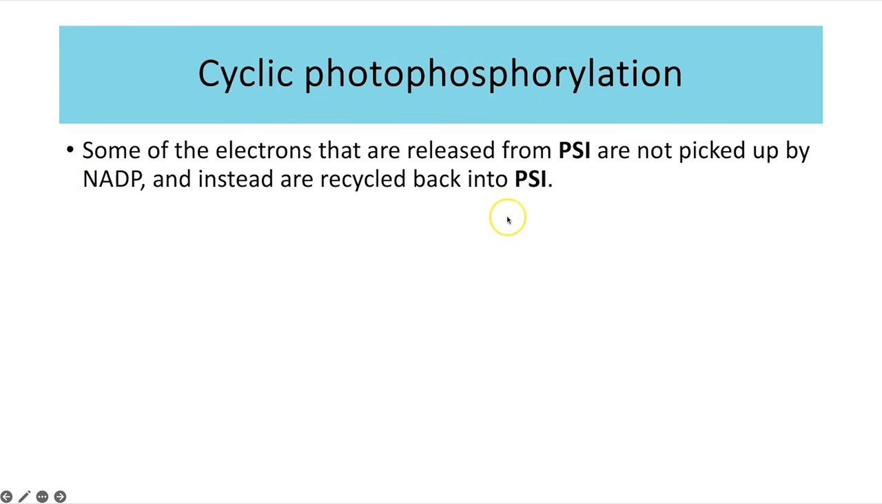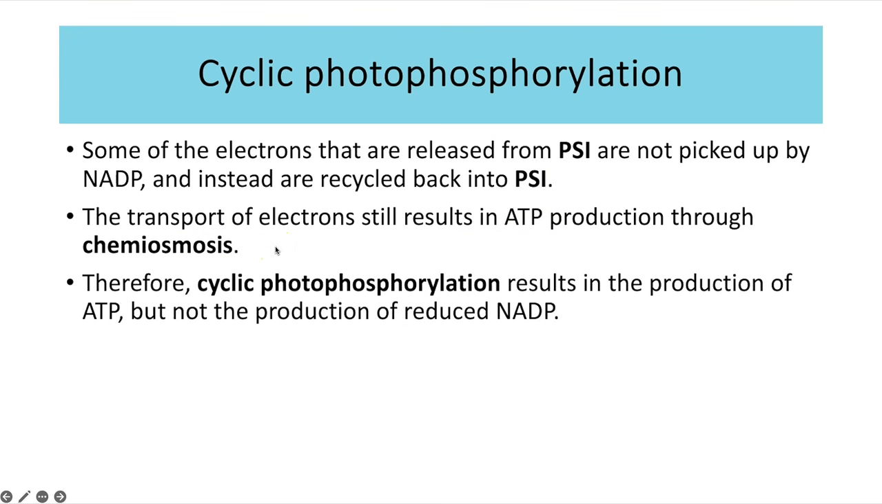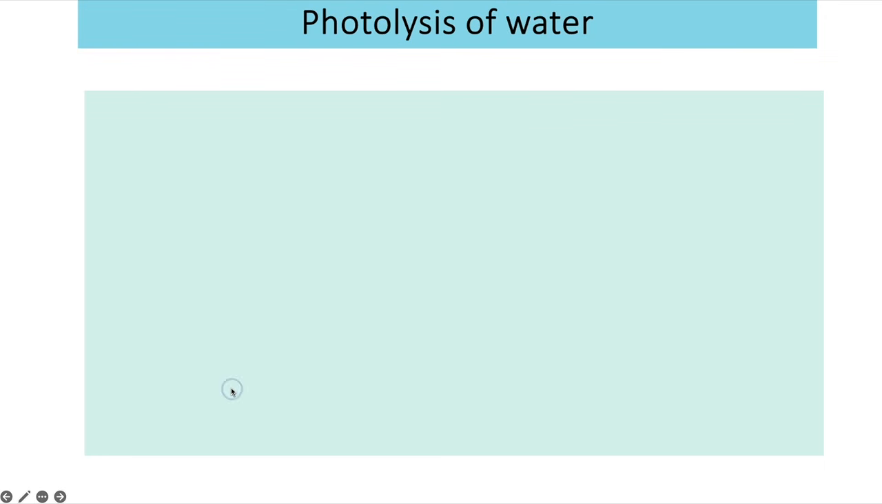But some of them are instead recycled back into photosystem 1. And that transport of electrons still results in ATP production through chemiosmosis, which is a process we're going to come on to. Therefore, cyclic phosphorylation results in the production of ATP, but not the production of reduced NADP, because this cycling back round into photosystem 1 bypasses this step. The electrons are not being picked up by NADP, instead they're recycled back into photosystem 1. So cyclic photophosphorylation just results in ATP production, whereas non-cyclic photophosphorylation results in ATP and reduced NADP production.